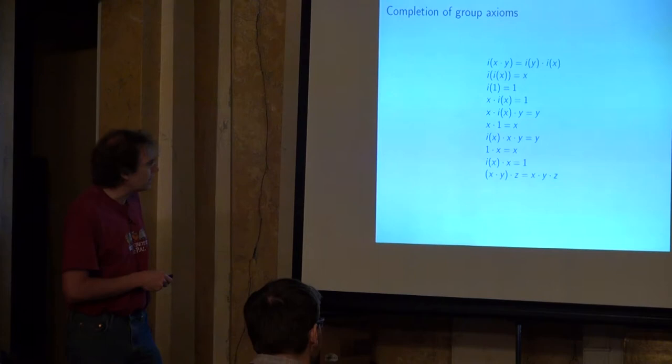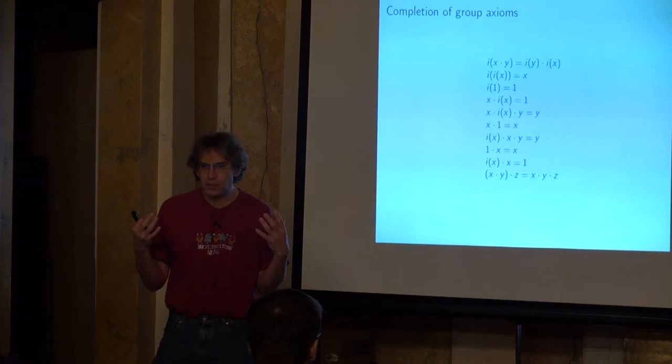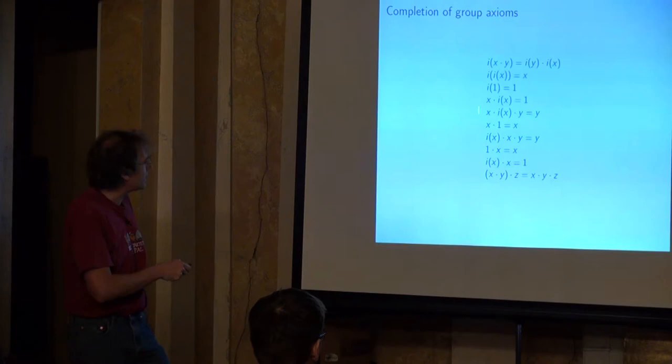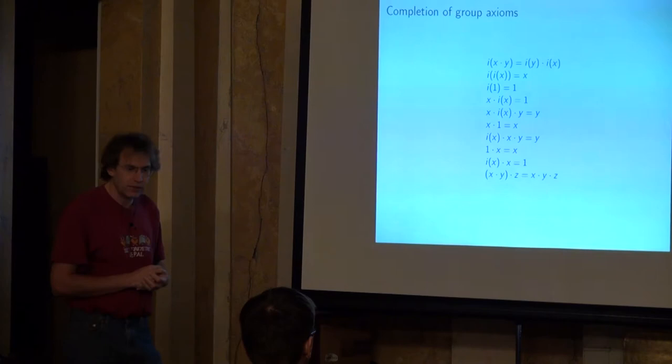Not only that, it's deduced that if you take all of these equations as rewrite rules, then the resulting set is confluent. So in other words, if you take two terms in group theory, then rewriting them using these rules will always give you well-defined results. So two things will be equal if and only if they get rewritten to the same term. So it's a kind of canonical form for group theory axioms.